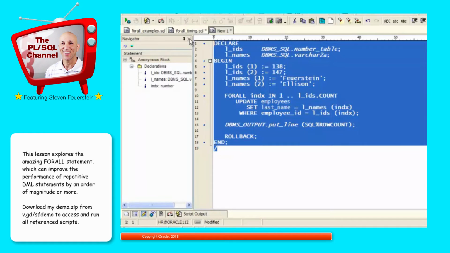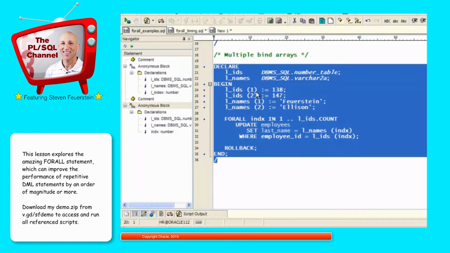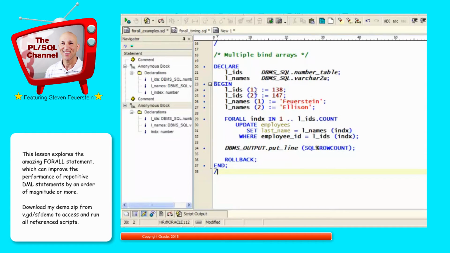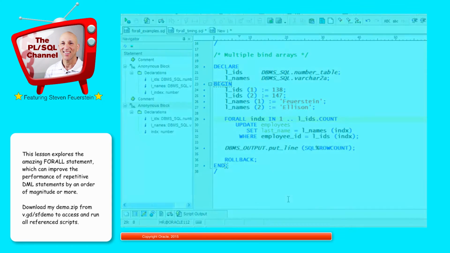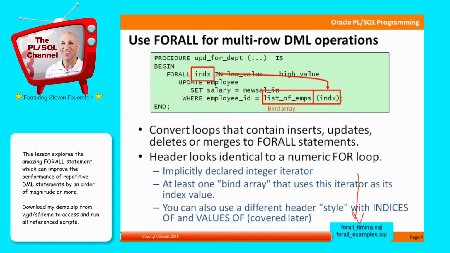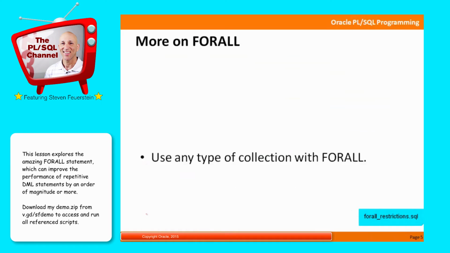Usually, what you'll do is fill them up with a bulk collect operation, and they'll automatically correlate. But if you're building them yourselves programmatically, make sure that every element in your different bind arrays that are referenced in your Forall statement all correlate across. So that's the basic idea behind the Forall statement. And there's one other comment here at the bottom. You can also use a different header style with indices of and values of, and I'll be talking about that a bit later.